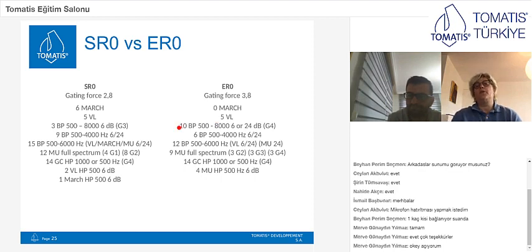Then the difference is going to be the band passes we're going to use. Here we have 3 band passes from 500 to 8,000, and here we have 10. So in this one, we're working in a wider manner, to work on the three zones. And the difference between these is also going to be the slope and the gating force, which is stronger in the ER programs, since the gating is pedagogical in the ER programs.